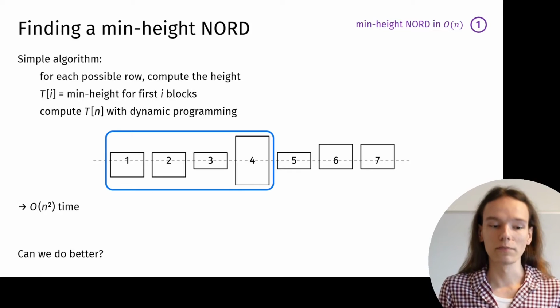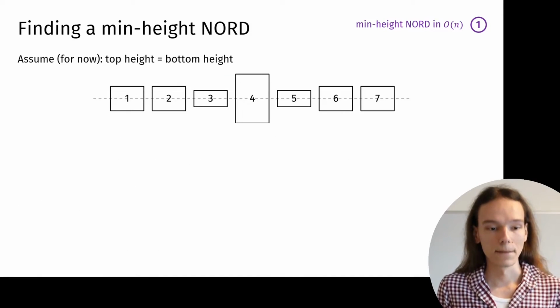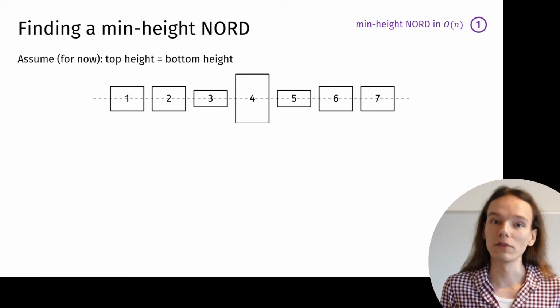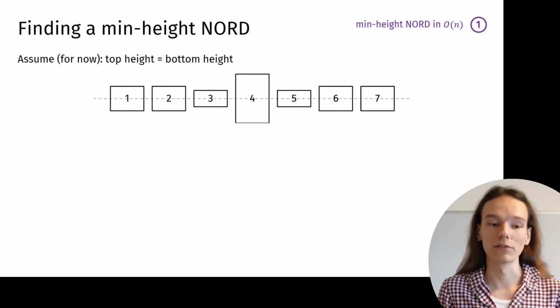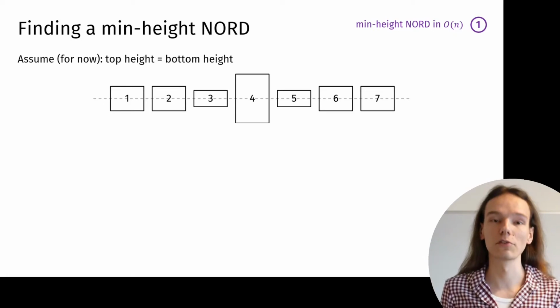So how can we do this better? Yes, we can do this better. We can do this in linear time. For now, let's assume that the top height of each block is equal to the bottom height. So that means that the blocks are vertically centered on the spine.